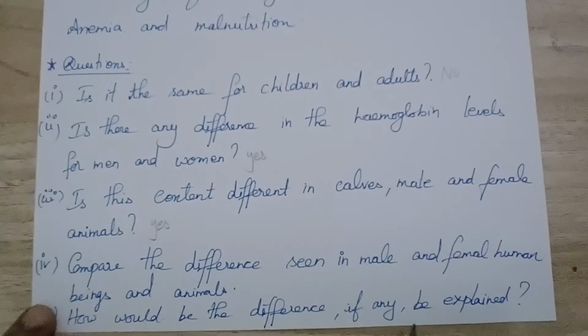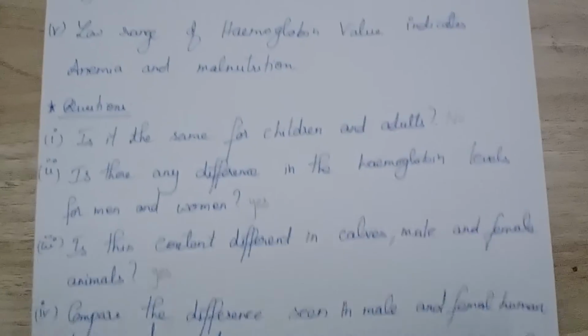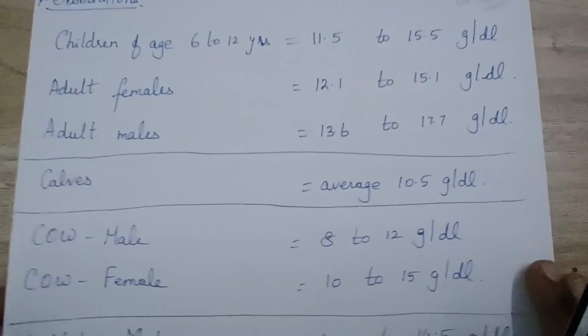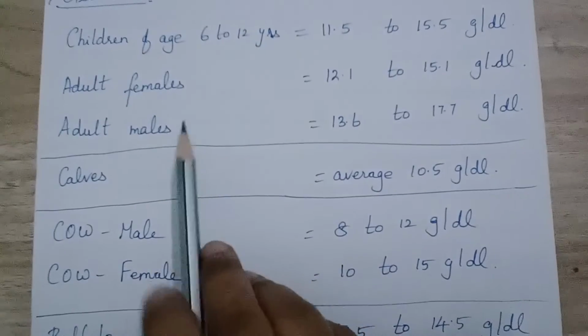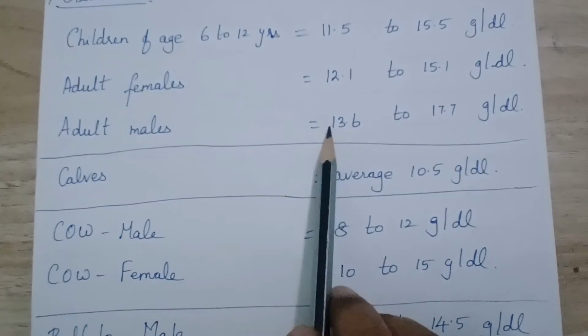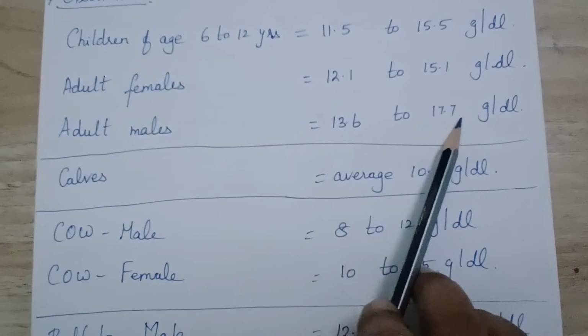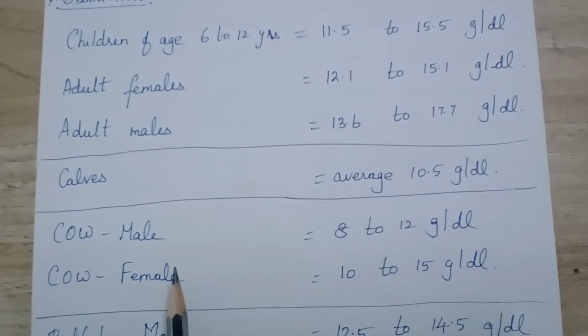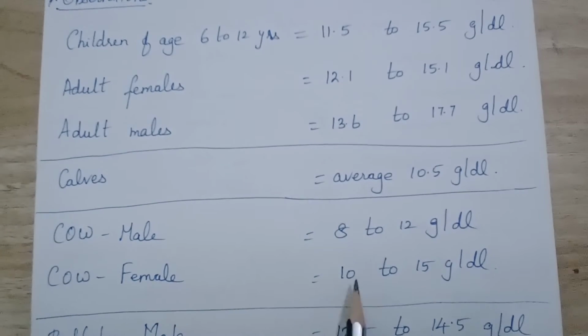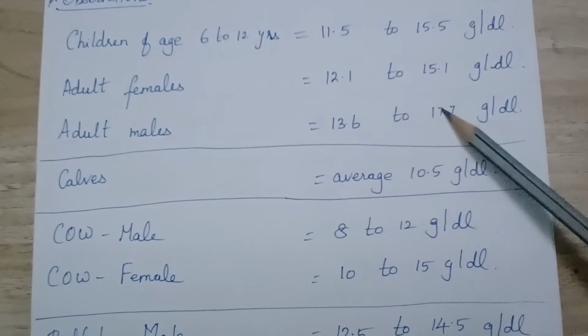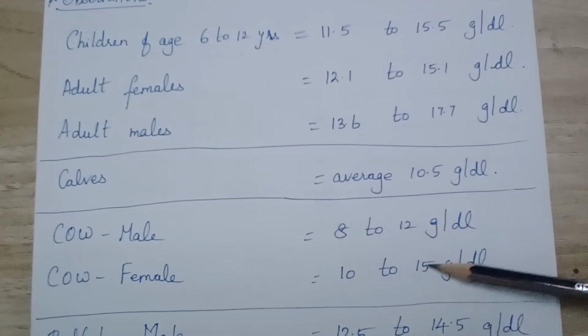Compare the difference seen in male and female of human beings and animals. In human beings, hemoglobin is higher in male, in the range of 13.6 to 17.7. In animals, for the female cow the range is high, 10 to 15 gram per deciliter, when compared to the male, which is very low, in the range of 8 to 12 gram per deciliter. In human beings the male is higher; in animals the female is higher.